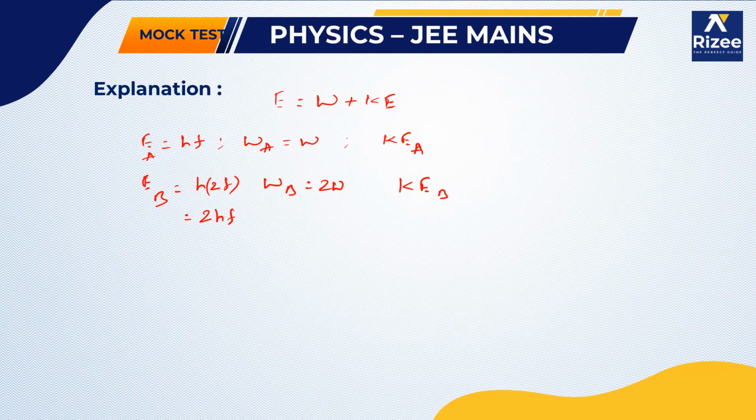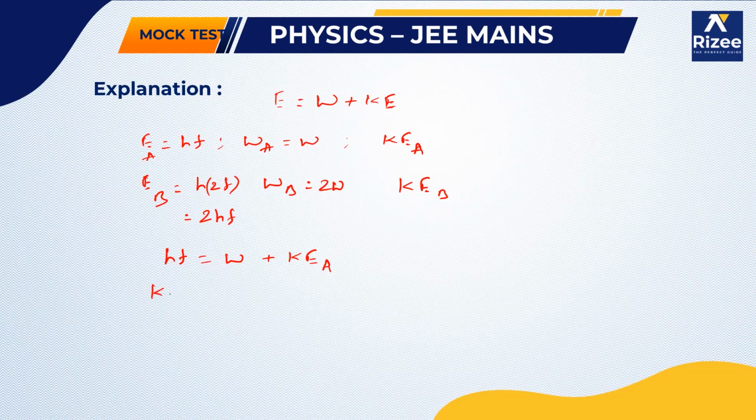So substitute these values for A as well as for B. That is h into f, where h is Planck's constant, is equal to the work function W plus the kinetic energy of A. This is the first primary equation for metal A that we have written. In this case there are two unknowns, h into f and the work function. So either we need to eliminate the work function, or we need to get the W value, so that everything can be in the hf format or the W format.